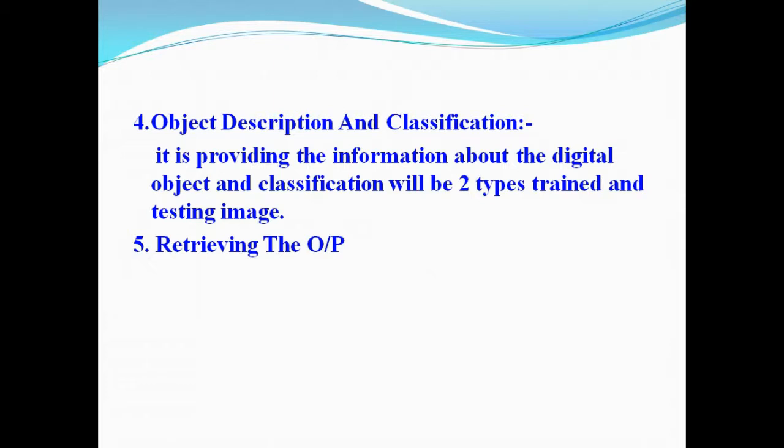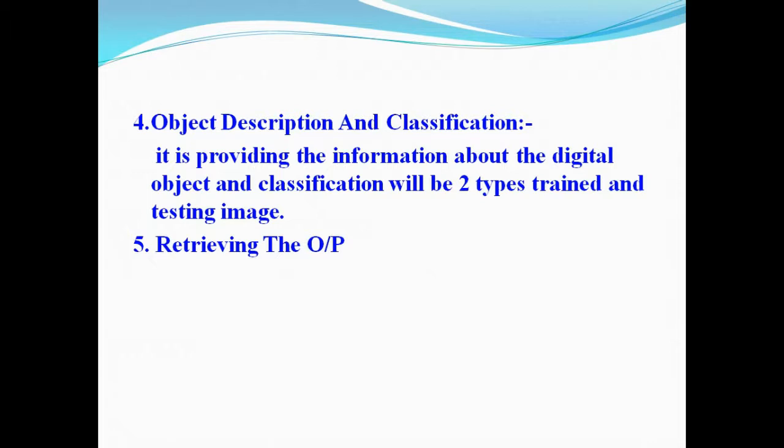And classification. What is meant by classification? Generally classification involves two types: training and testing images. Training is the process whatever happens in image processing to train the system. Testing is checking whether the output exactly meets the user requirement or not. Then finally you retrieve the output, the output image. These things happen in digital image processing at the low level.